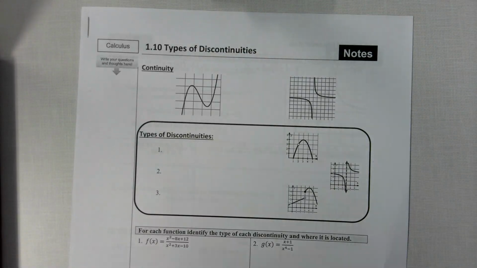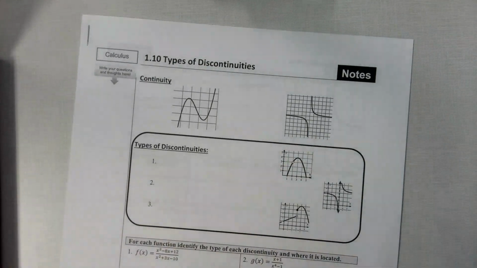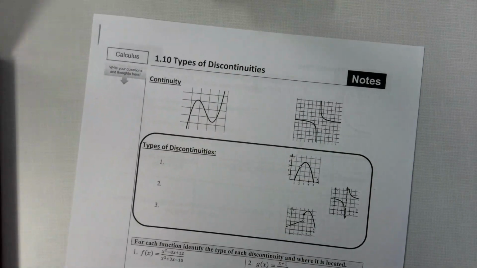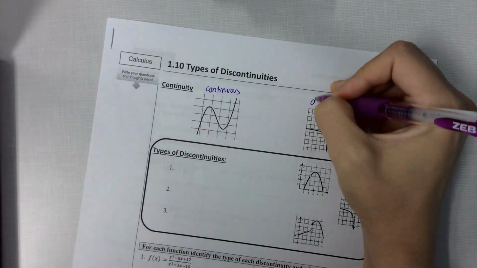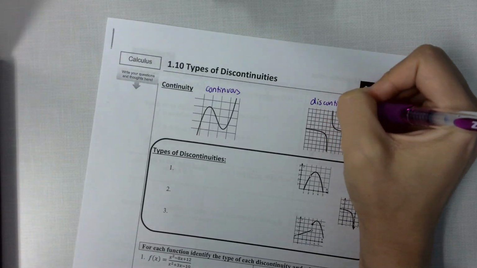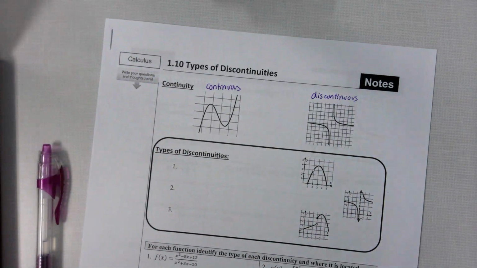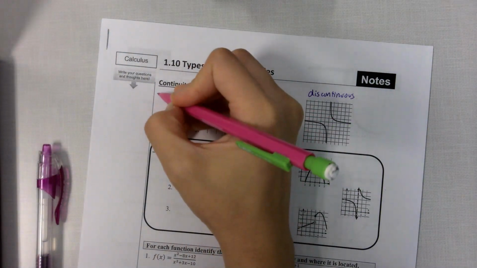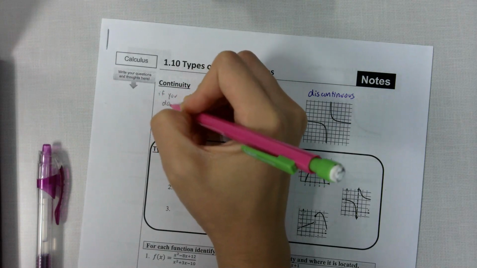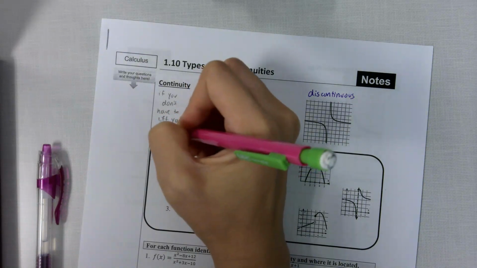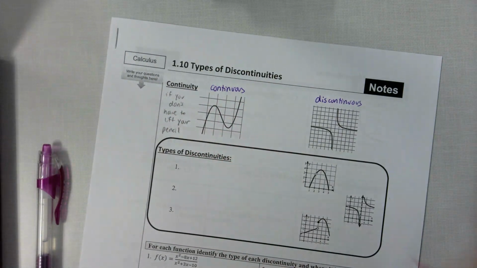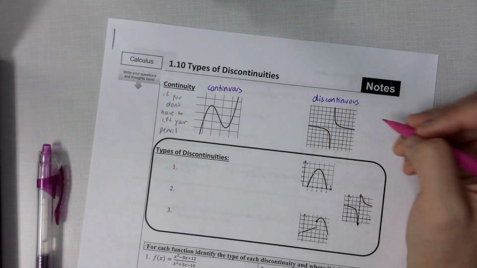Okay, so today we're going to do discontinuities, and we're going to explain it as if you hadn't learned what they were, even though this is definitely a topic we review in pre-calculus. So here we have a continuous graph and a discontinuous graph. A graph is continuous if you don't have to lift your pencil. If you have to lift your pencil to keep drawing it, then it's discontinuous.